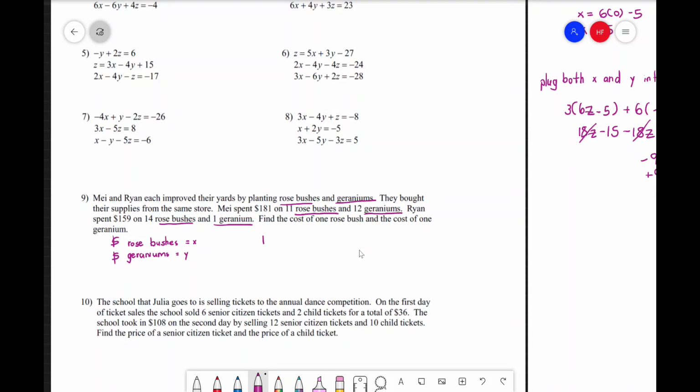So she had 11 rose bushes, so 11 times the cost of a rose bush plus 12 times the cost of a geranium equals how much she spent total, which was 181. And then Ryan spent $159 on 14 rose bushes and 1 geranium. So now we've set up our system, and then from here, to find the cost of 1 for each of them, we would use a system solver.